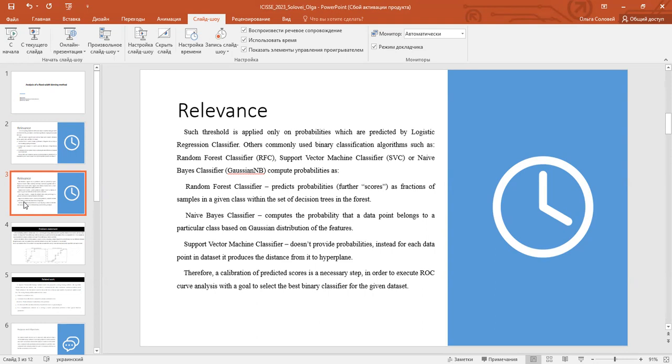Naive Bayes classifiers compute the probabilities with which data points belong to a particular class based on a Gaussian distribution for the feature. And the support vector machine classifier does not provide probability. Instead, for each data point, it calculates the distance from it to a hyperplane. Therefore, classification predicted binary probabilities need to be calibrated in order to be used with ROC curve analysis.